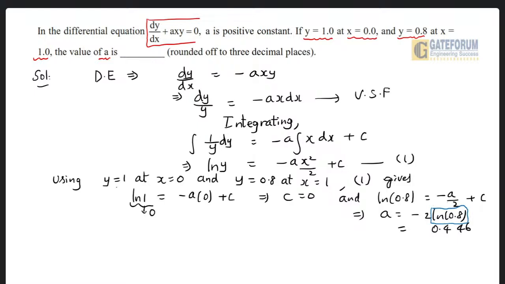So these are the conditions given: the y value at x equal 0. And this is variable separable, and you know how to integrate. So the answer is 0.446. This is the end of the question.